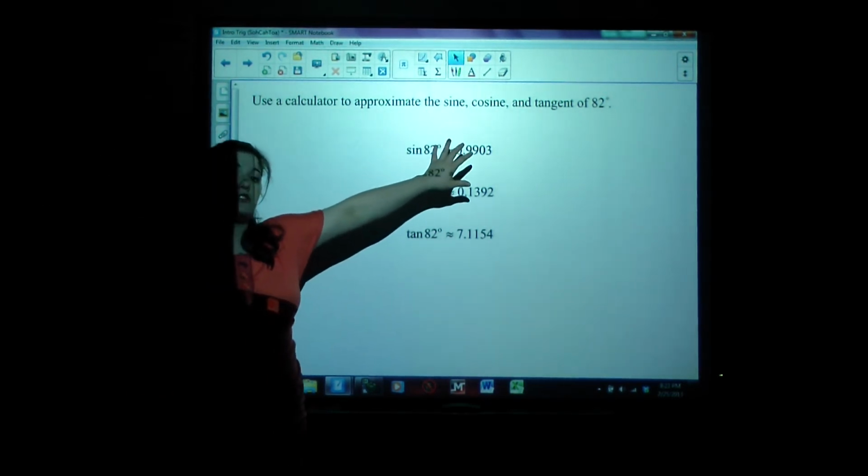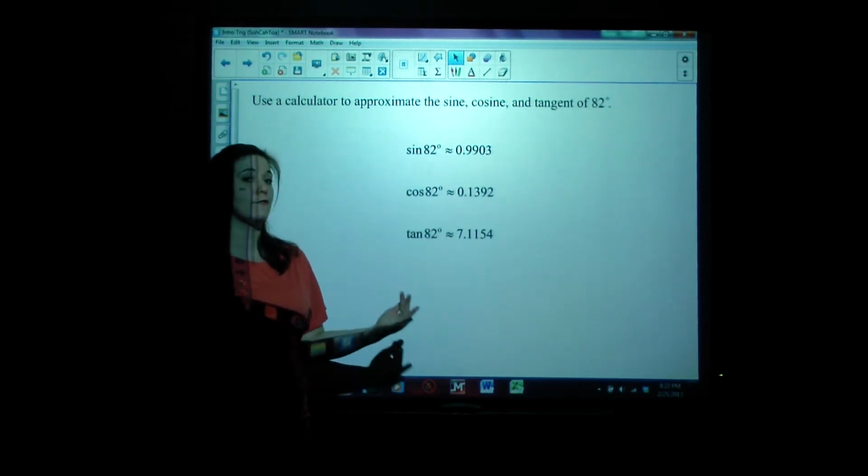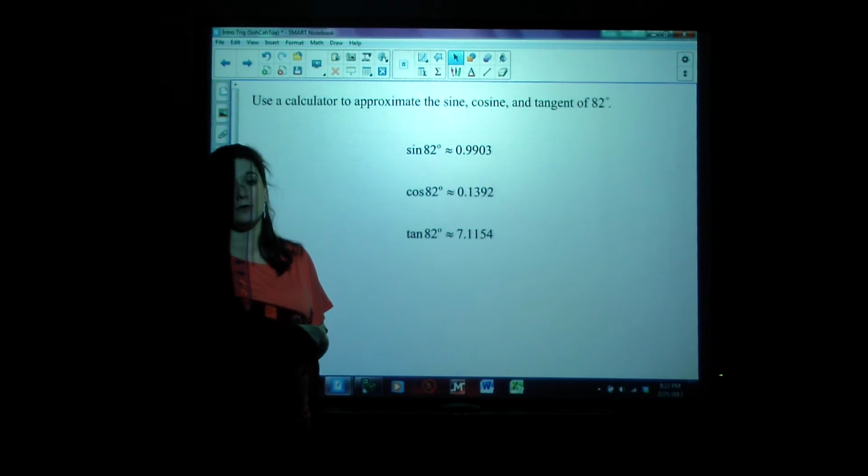If you're not sure how to do that on your calculator, feel free to come in anytime and see any of your math teachers and we'd be happy to help you do that, making sure you're in the right mode before the test.